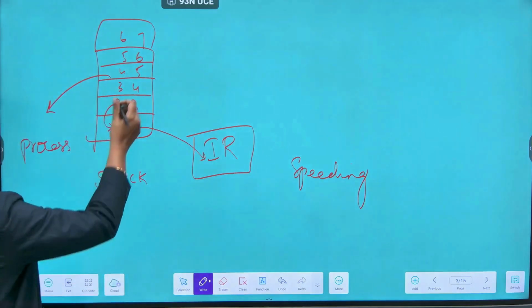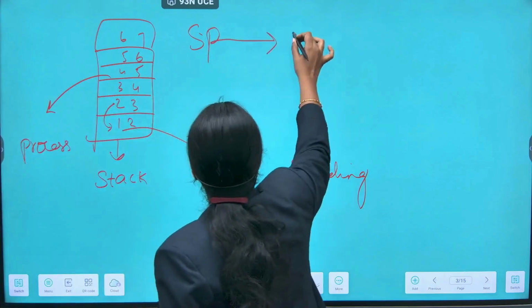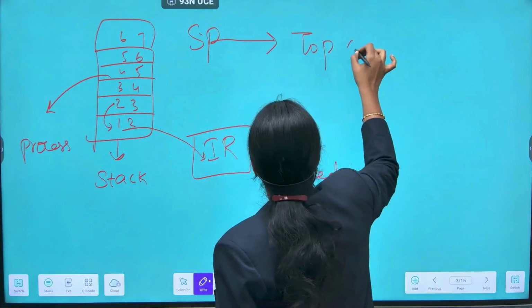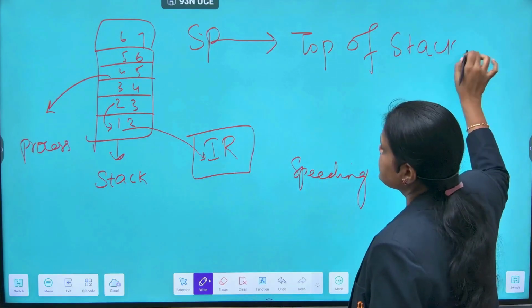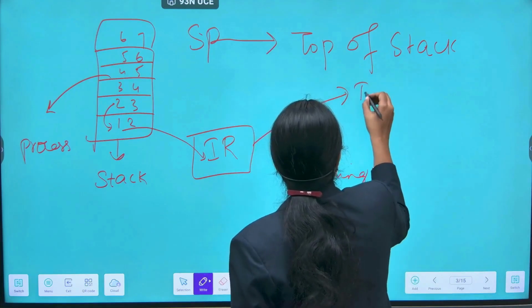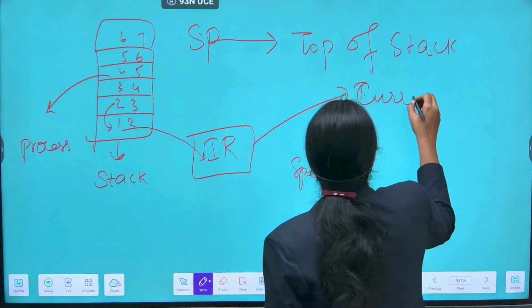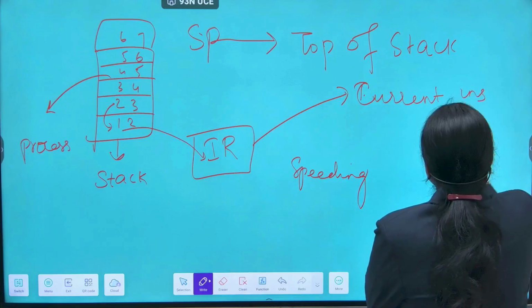So the stack pointer holds the address of the top of stack. And the instruction register is used to hold the current instruction under execution.